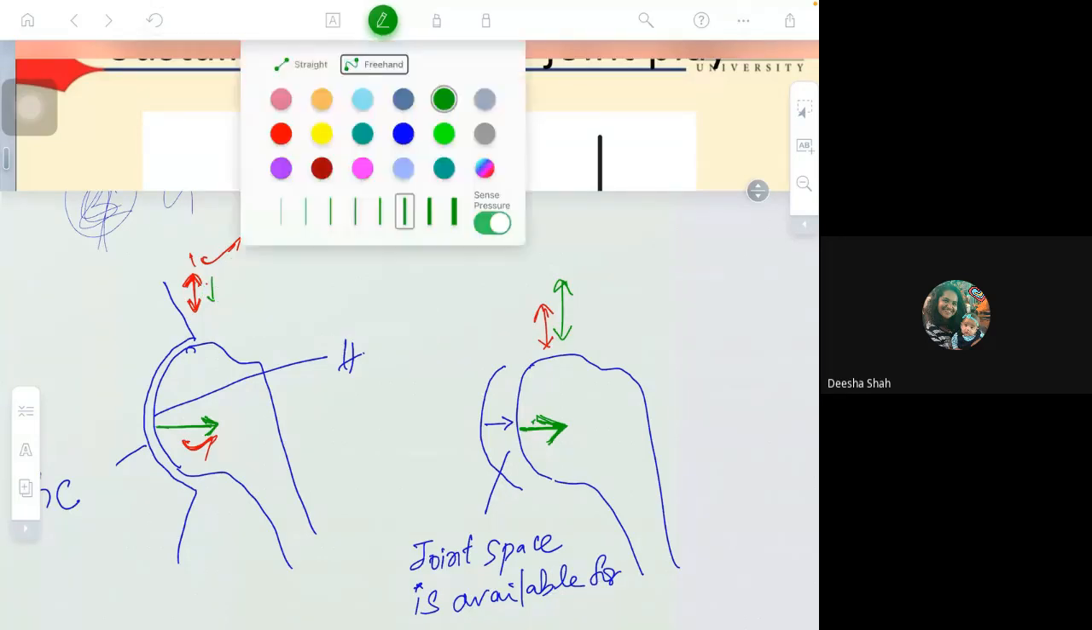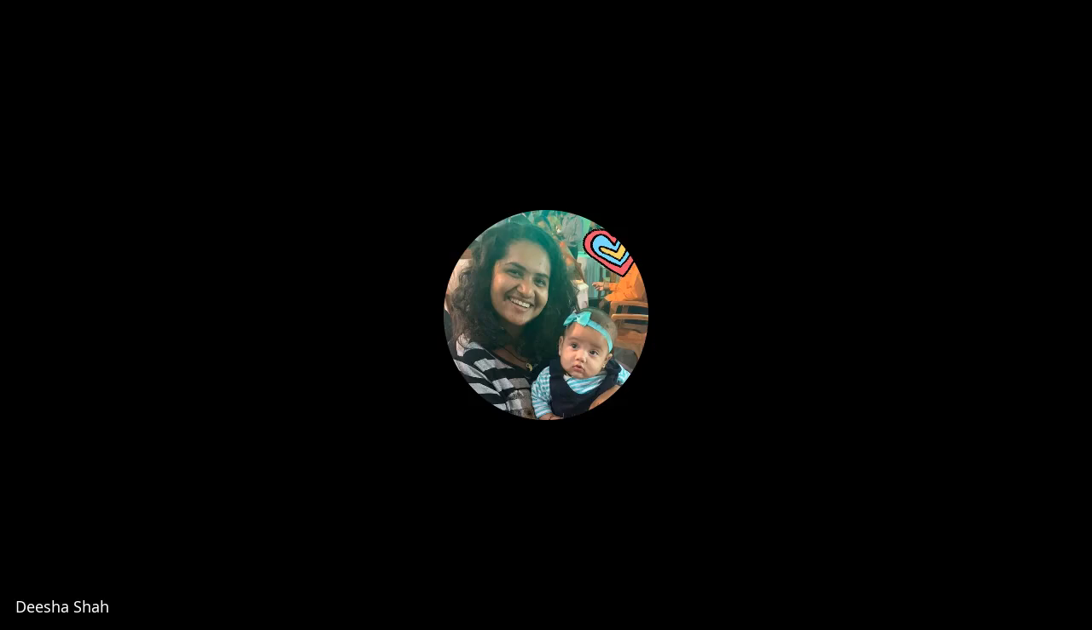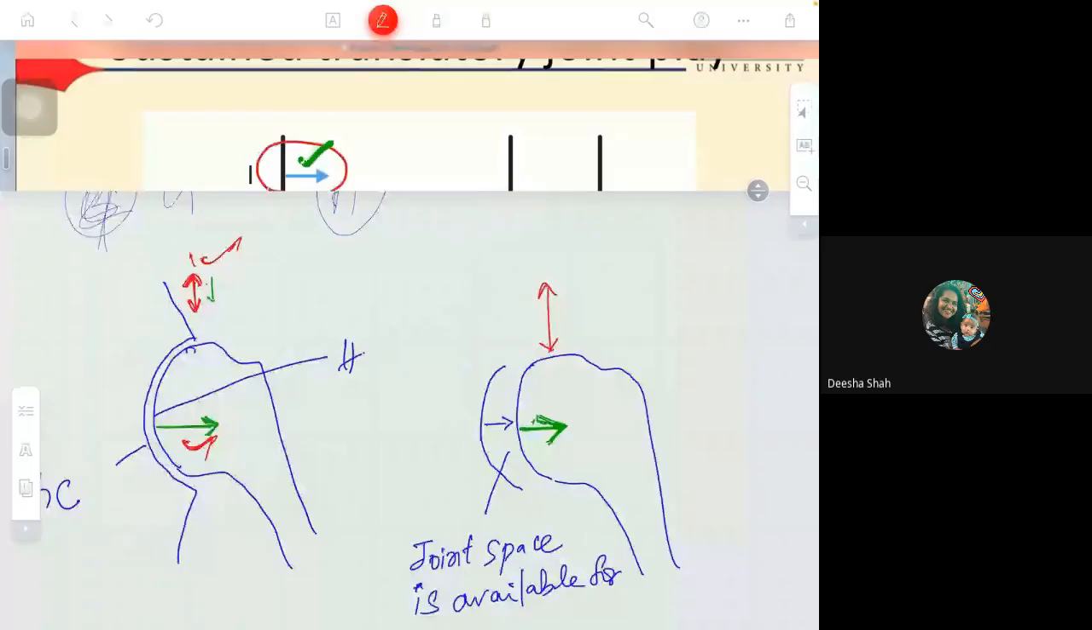And in the same way in grade 2 also. What is grade 2 mobilization? Grade 2 mobilization is large amplitude rhythmic oscillation performed within the range and not reaching the limit. This is grade 2 mobilization. So here also you will give the same grade 1 distraction.